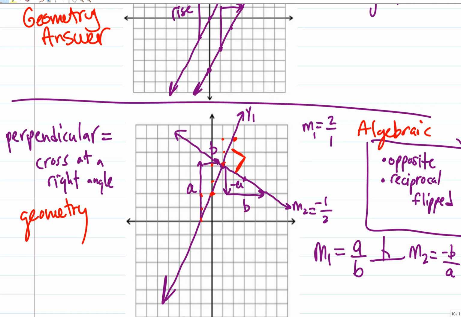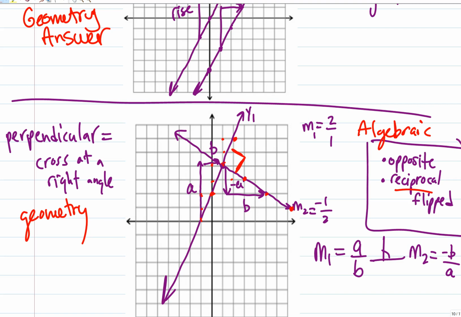Okay? Its slope is not 2 over 1. It is not up. It is down 1, over, down 1, over. So not only is it opposite, but the 2 over 1 flips. The word for that is reciprocal. So it cannot just be opposite. It has to be both opposite and reciprocal. Does that make sense?